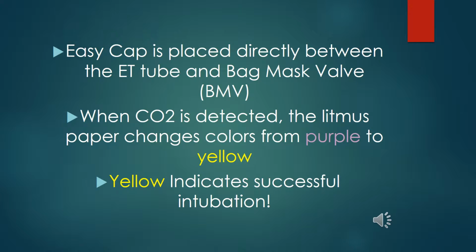The aforementioned Easy Cap is placed directly between the ET tube and the bag valve mask. It's basically a simple little device that contains litmus paper. The litmus paper is purple when it comes out of the packaging, which indicates there's no CO2 or less than 0.05% CO2 present. And when you place an endotracheal tube and place it on the end, if it's properly placed and there's exhaled CO2 detected, indicating you've placed the endotracheal tube in the lungs, it changes the color to yellow, and that indicates a successful intubation.